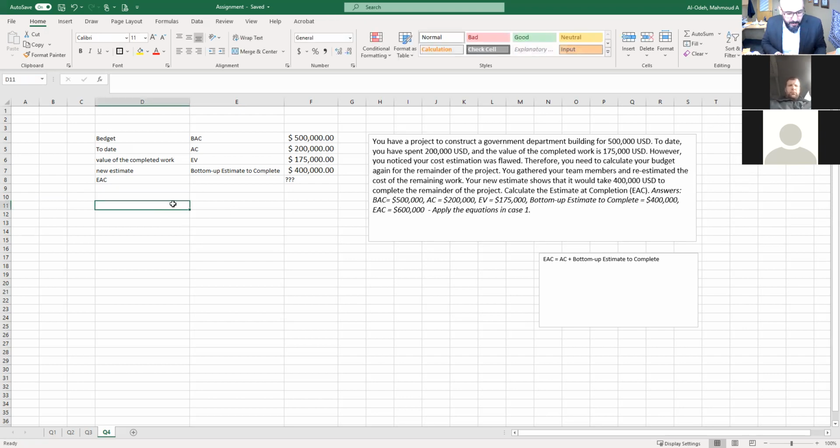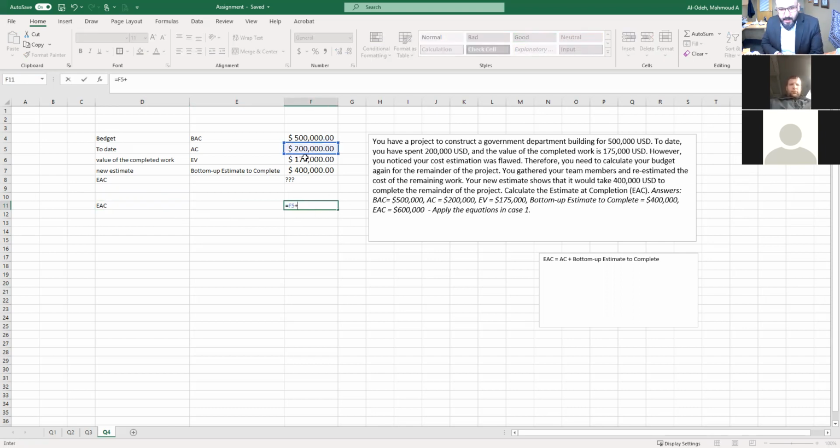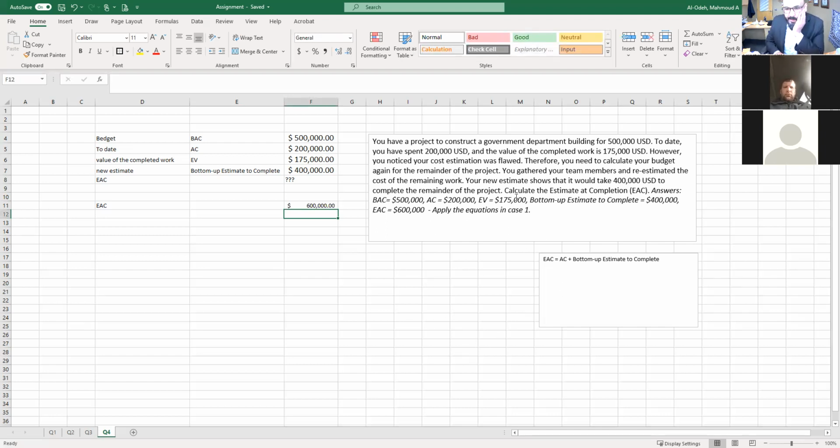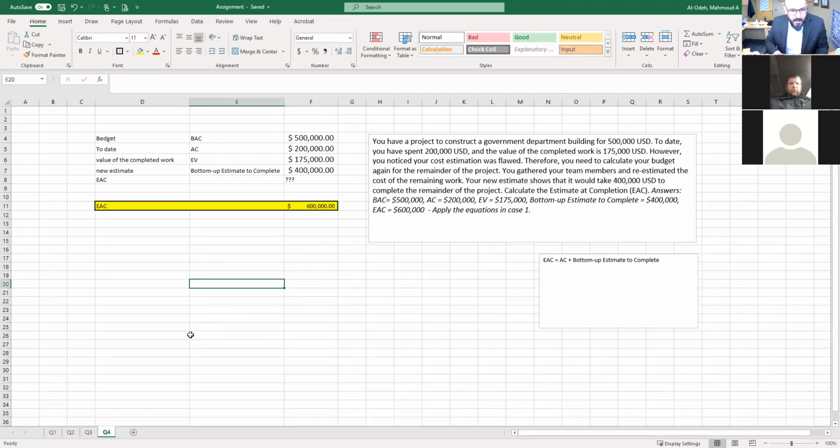So now for estimate at completion would be actual cost that you've already spent plus the new estimate, which will give you $600,000. Again, what I'm saying here, you could find the new estimate if this piece is not given to you here. We don't know what's the new estimate. You could find the CPI. I'm done with the answer here. I'm going to highlight it, and that's the answer.